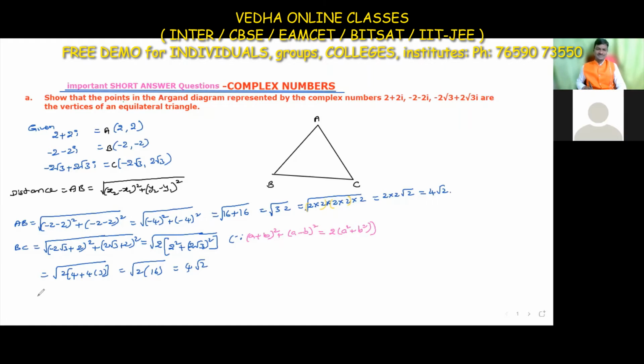Now find CA. We are finding the value of the CA distance. CA is the square root of (2 minus of minus 2 root 3, that is 2 plus 2 root 3) whole square plus (2 minus 2 root 3) whole square. Now this is a plus b whole square and a minus b whole square. Here also we use the same formula, because simplification becomes easy with the shortcut formula. So 2 into (2 square plus 2 root 3 whole square).